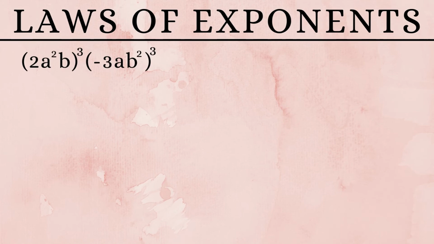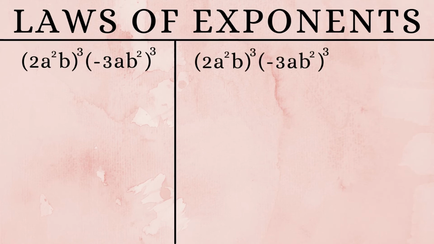Now let's try to solve the same example by two different methods. First method, we'll solve 2a square b the whole cube separately and then minus 3 ab square the whole cube separately. After which, we'll simplify and find out the final answer. So let's consider 2a square b the whole cube.